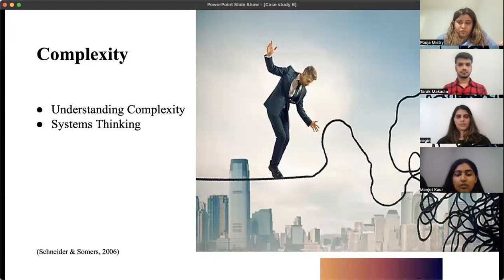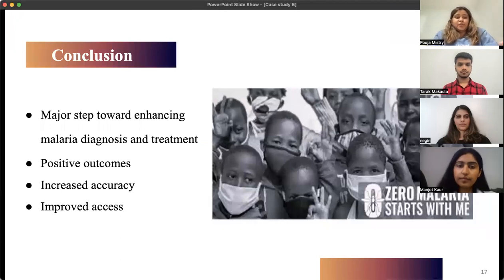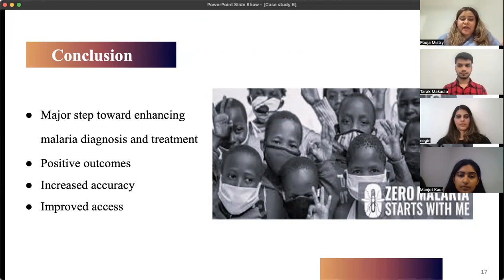Now, the conclusion will be explained by my teammate Pooja. So, in conclusion, Swaziland's use of rapid diagnostic tests for malaria has made a substantial contribution to the improvement of malaria diagnosis and treatment in the nation. There have been several successful and positive results in the use of RDTs. After doing the case study, there are a few important points I would like to mention in conclusion.